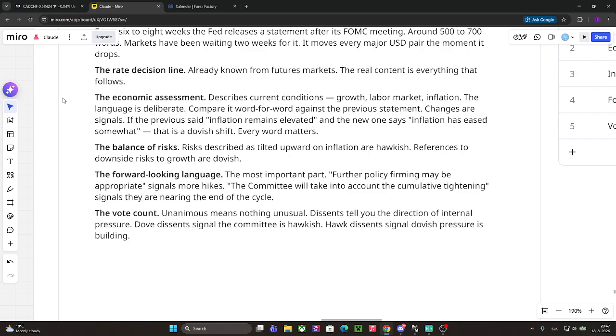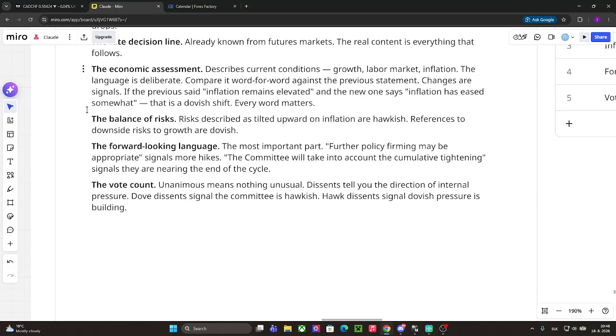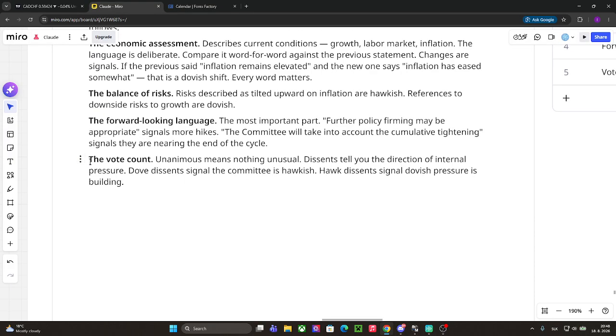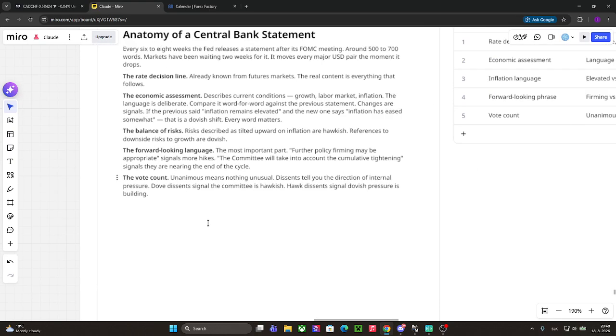The balance of risks. Risks described as tilted upward on inflation are hawkish. References to downside risk to growth are dovish. The forward-looking language is the most important part. "Further policy firming may be appropriate" signals more hikes. "The committee will take into account the cumulative tightening" signals they are nearing the end of the cycle. The vote count: unanimous means nothing unusual. Dissents tell you the direction of internal pressure. Dove dissents signal the committee is hawkish. Hawk dissents signal dovish pressure is building.